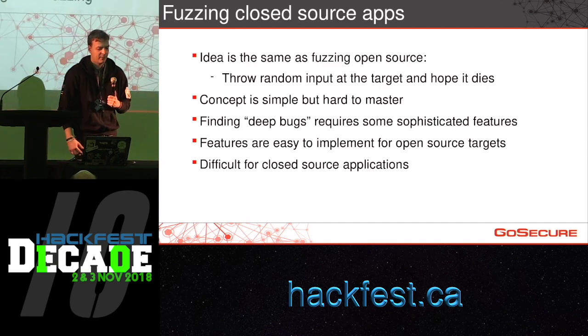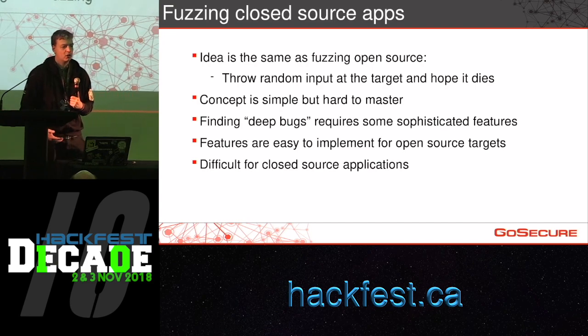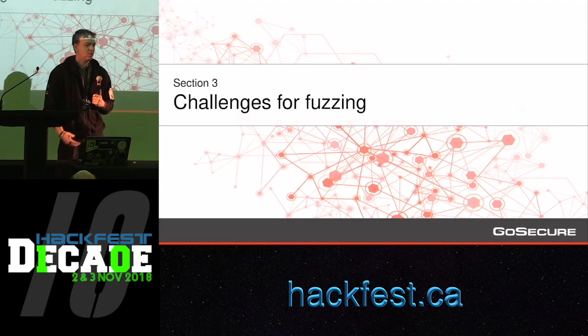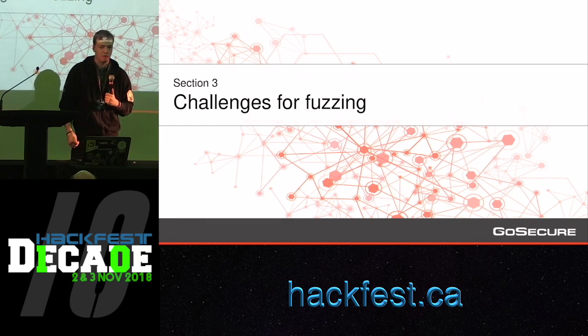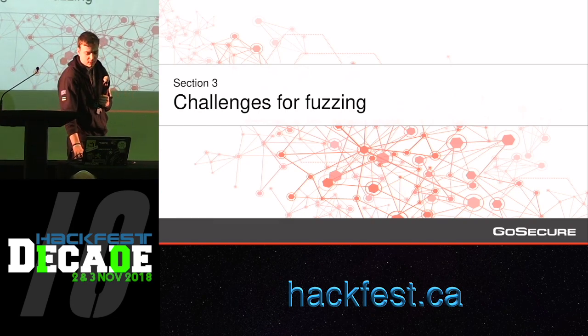So, but which challenges am I going to speak about? I'm not going to mention all of these challenges that exist, because you might have some specific challenges depending on the target that you want to test. I'm going to mention 3 challenges that arise when you fuzz closed source applications.